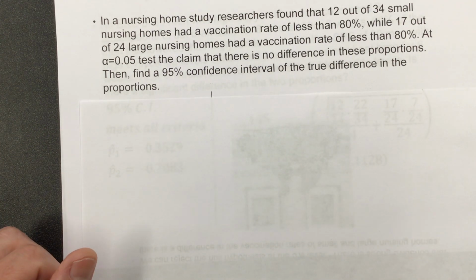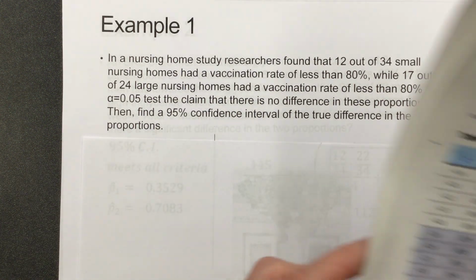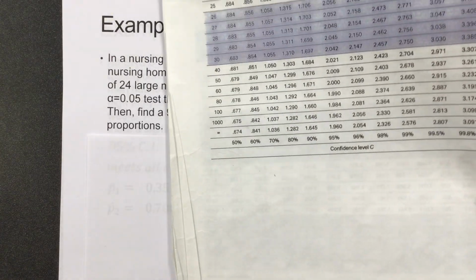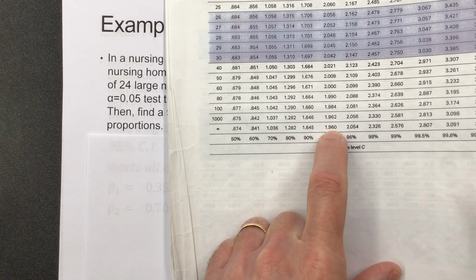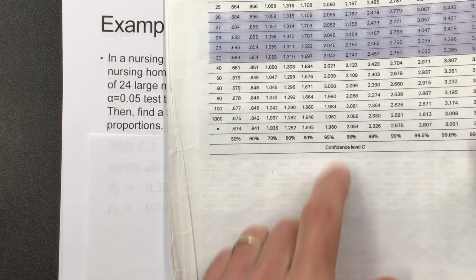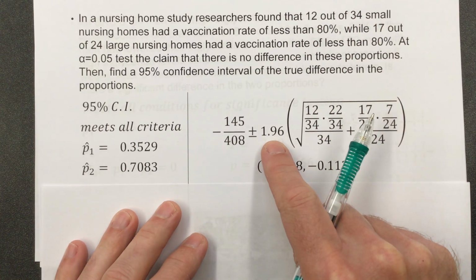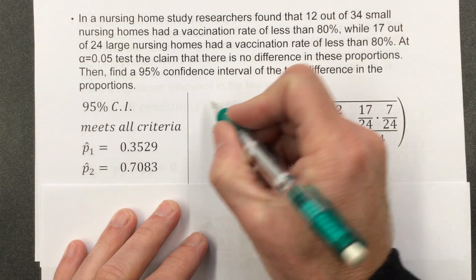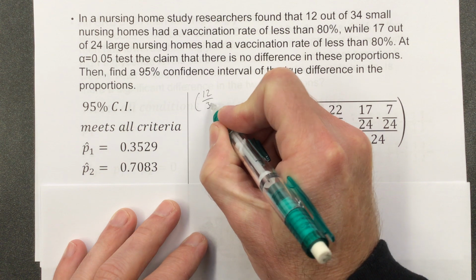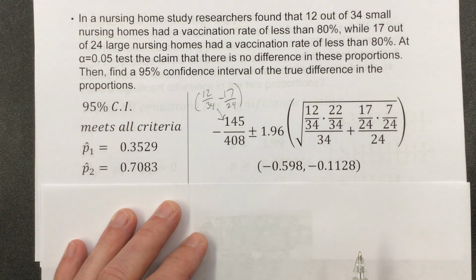And our confidence interval. Okay. So we're doing a 95% confidence interval. We get to use Z. So we get to go back to our favorite table and use our favorite row, the infinity row, right? So you may remember that number, 1.96, as our critical value for a 95% confidence interval using Z. Okay. So there's the 1.96. To get this is of course the difference in the two proportions. So that's 12 out of 34 minus 17 out of 24, right? That's how we got that.